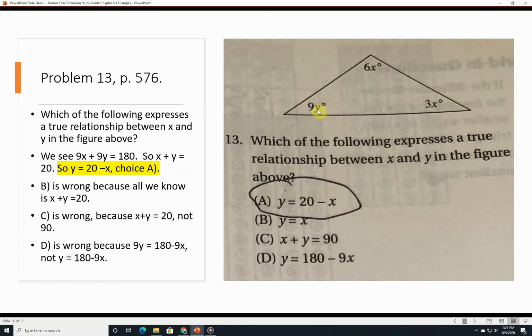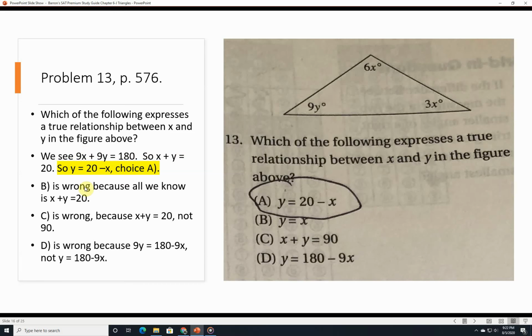So, if you don't know anything else about triangle geometry, please know that the angles add up to 180. So we get x plus y equals 20. How did we get that? We just divided everything by 9. So 180 over 9 is 20. So y is equal to 20 minus x, which is choice A.